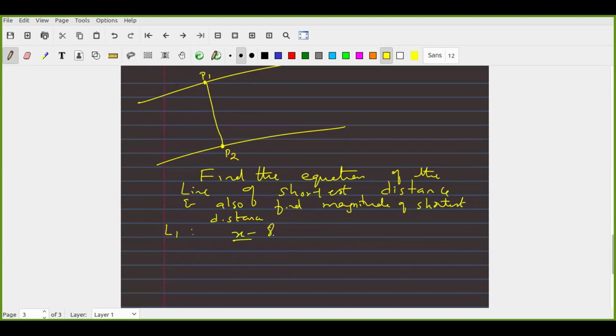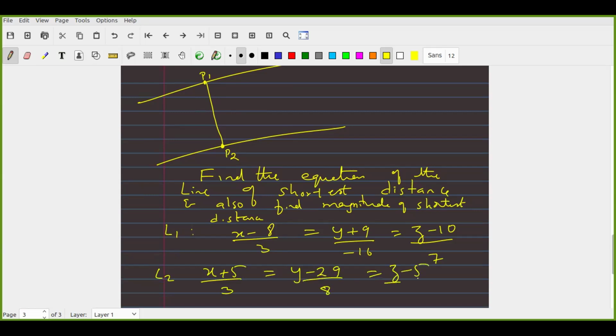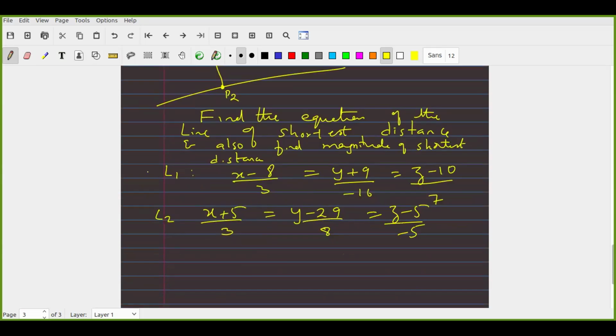L1 is (x minus 8) by 3 equal to (y plus 9) by minus 16 equal to (z minus 10) by 7. And L2 is (x plus 5) by 3 equal to (y minus 29) by 8 equal to (z minus 5) by minus 5. Okay, so these are the two given lines, and this is what we have to find.